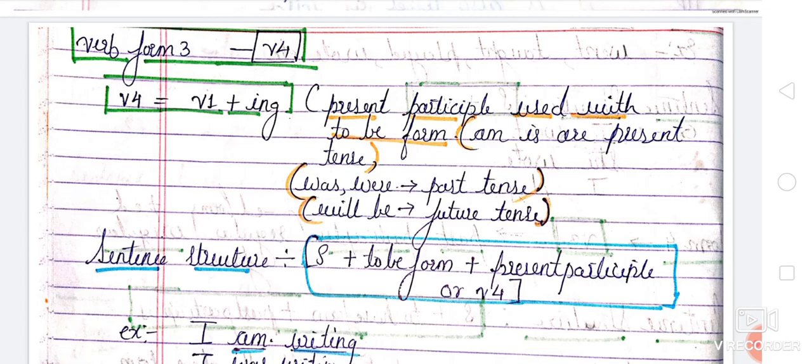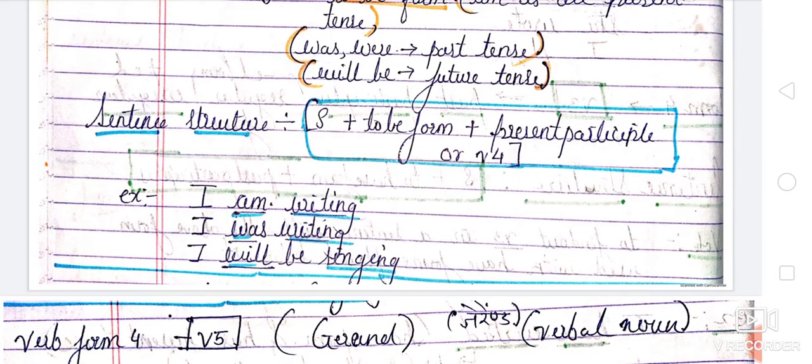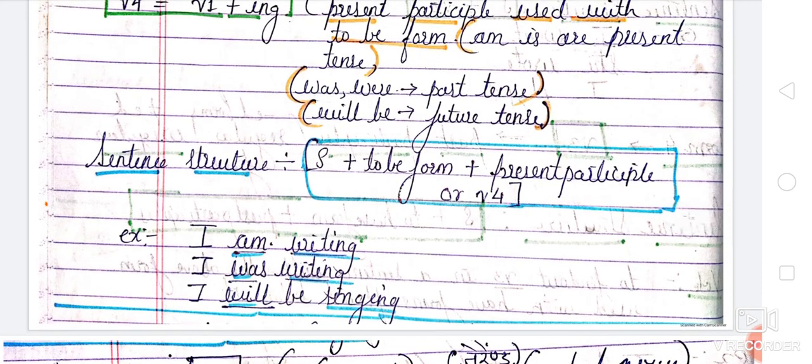It comes along with verb 1, that is the base form of verb, plus ing. So what is the sentence structure? It always comes with the subject and to be forms. Remember, to be forms: first person, second person, third person, singular and plural. It may take any of the forms, and it is in the ongoing form, with ing added to the base form of verb. What are the examples here? I am writing, I was writing, I will be singing.